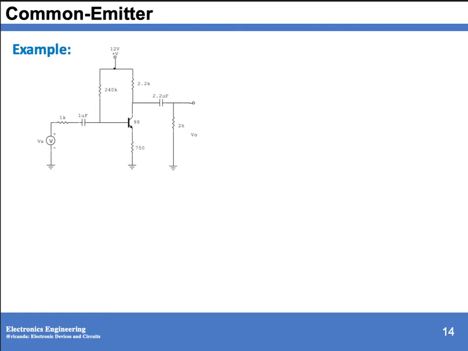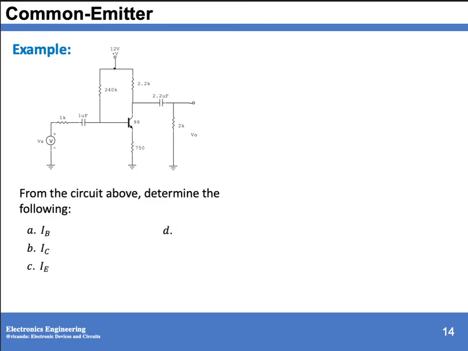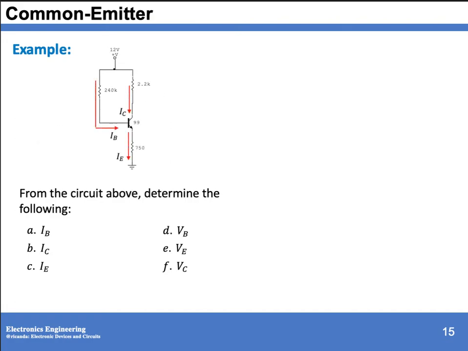So example, we have this one. We have to determine IB, IC, IE, voltage at the base, voltage at the emitter, and voltage at the collector. So we have your voltage at the base. This one is your voltage at the collector with respect to ground. And we have a voltage of your emitter with respect to ground. Between your collector and emitter, we call that one VCE.